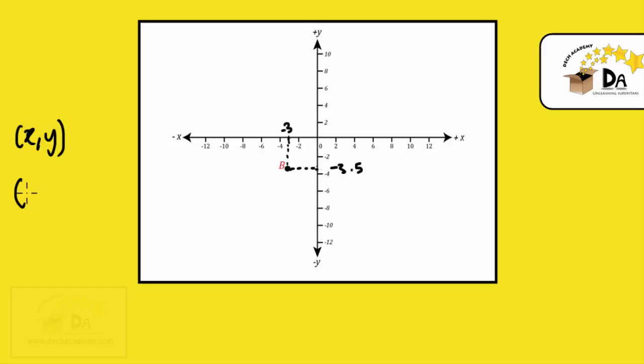An x coordinate of minus 3, because that's the coordinate we read off from the x-axis, and a y coordinate of minus 3.5, because it's a value that lies on the y-axis, and it's a y coordinate value. So it's as simple as this.